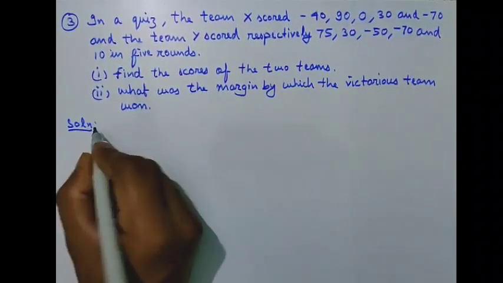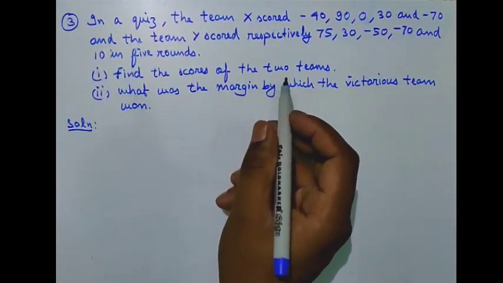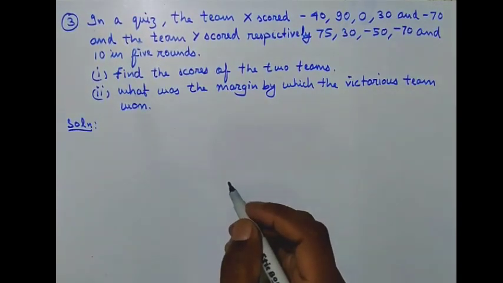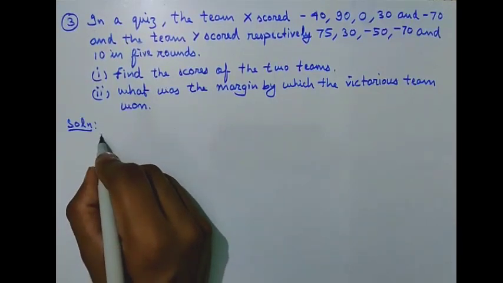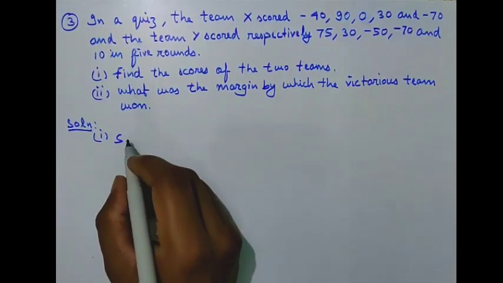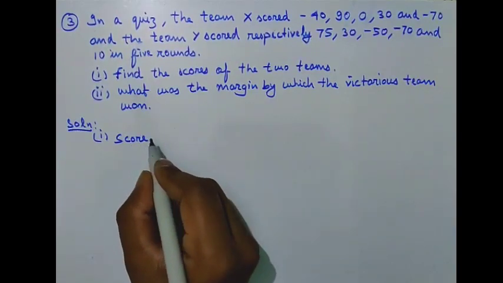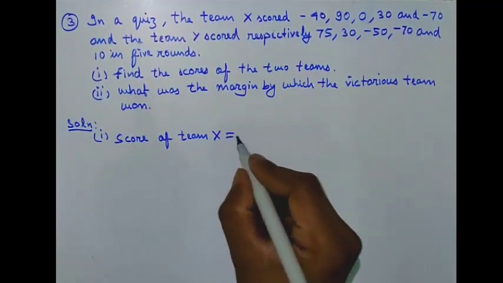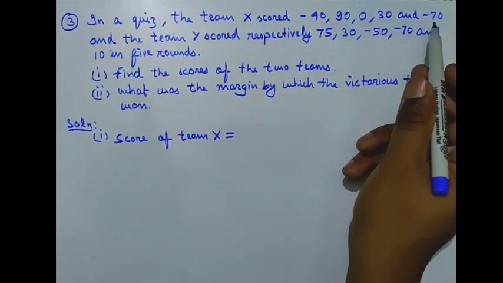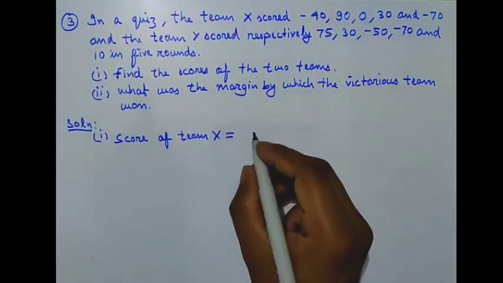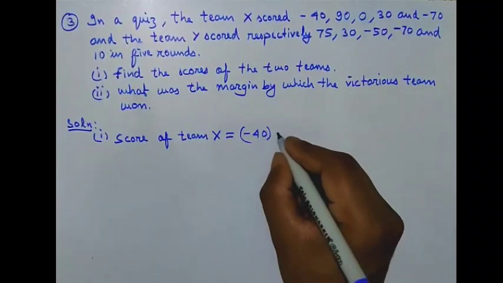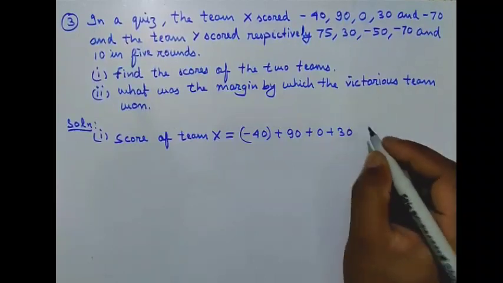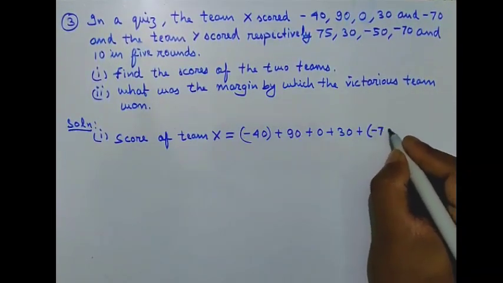Now find the scores of the two teams, and then what was the margin by which the victorious team won? Victorious team means the winning team. So let's do the first part of the question. Solution: find the scores of the two teams. So scores means finding the total of their scores. So let's first find the score of team X. The score of team X will be equal to the sum of all these scores, right? Of all the 5 round scores. So negative 40 plus 90 plus 0 plus 30 plus negative 70.